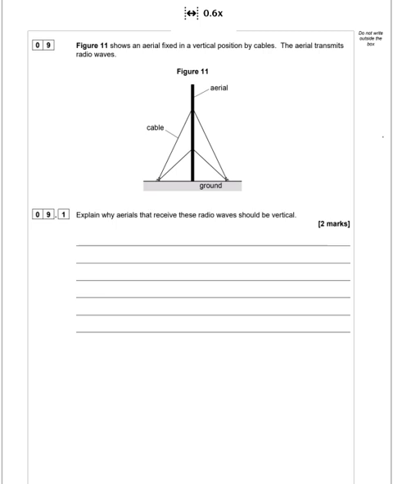Okay, so let's do this question. This is a very tricky question. This is a P2 Physics AS.